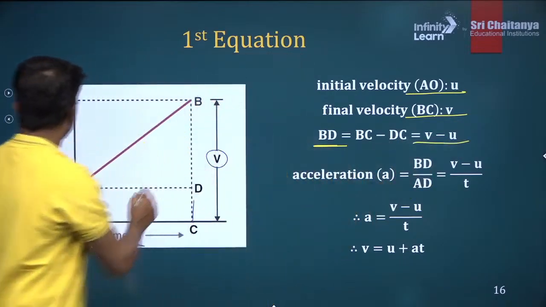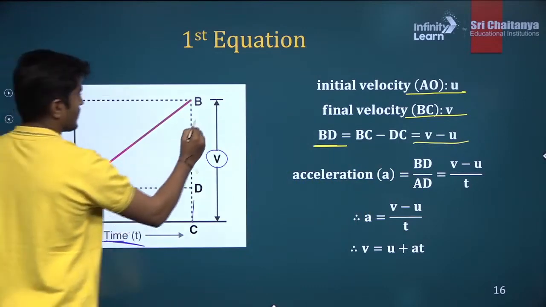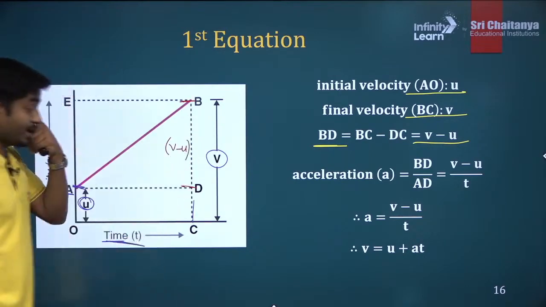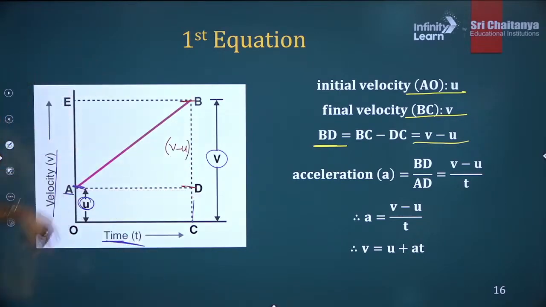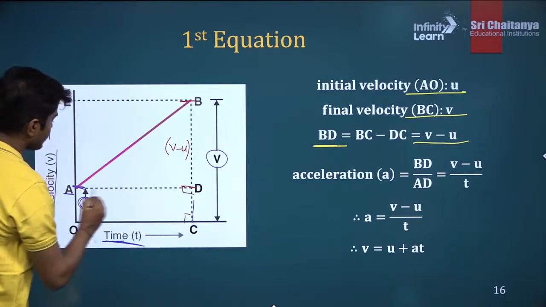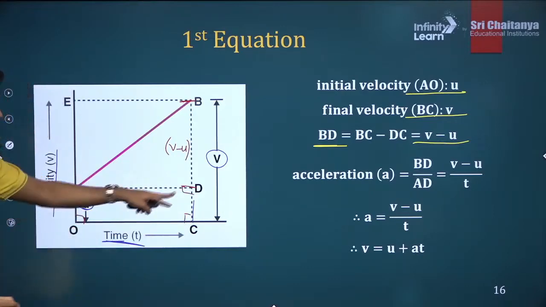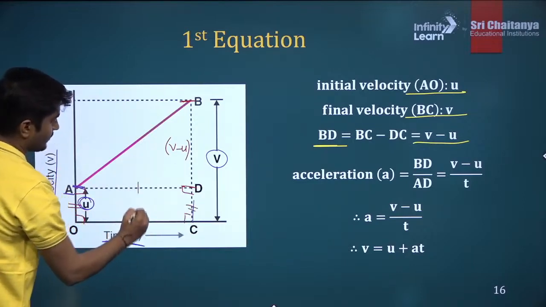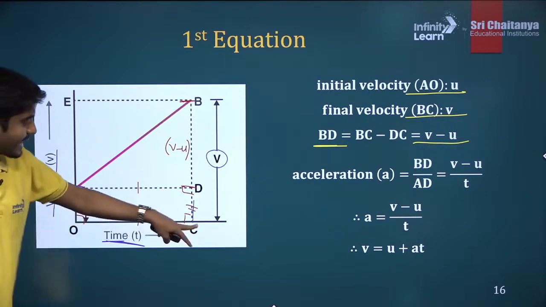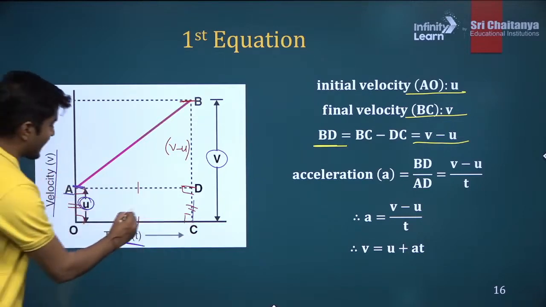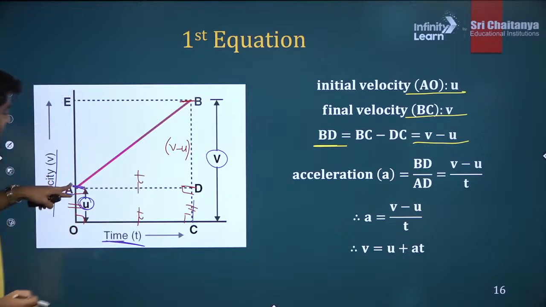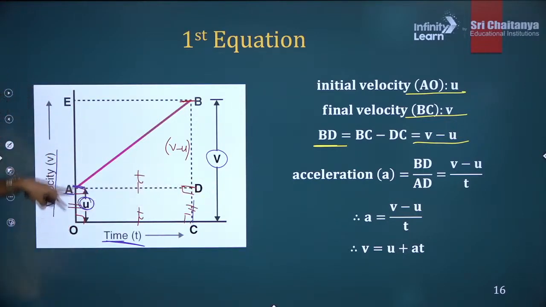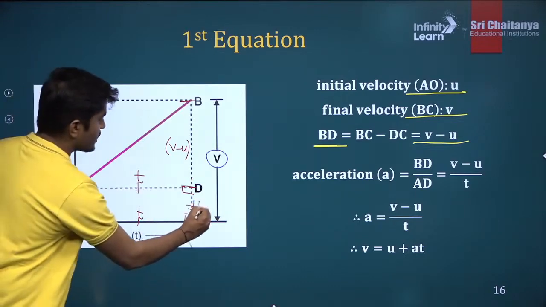So this length, from here to here, is v minus u. Okay, and what is this length? There is a rectangle, so the opposite sides are equal. If this time axis OC is time t, then this should also be time t. AD is our time t, correct? And CD and AO are equal, that is our initial velocity u.